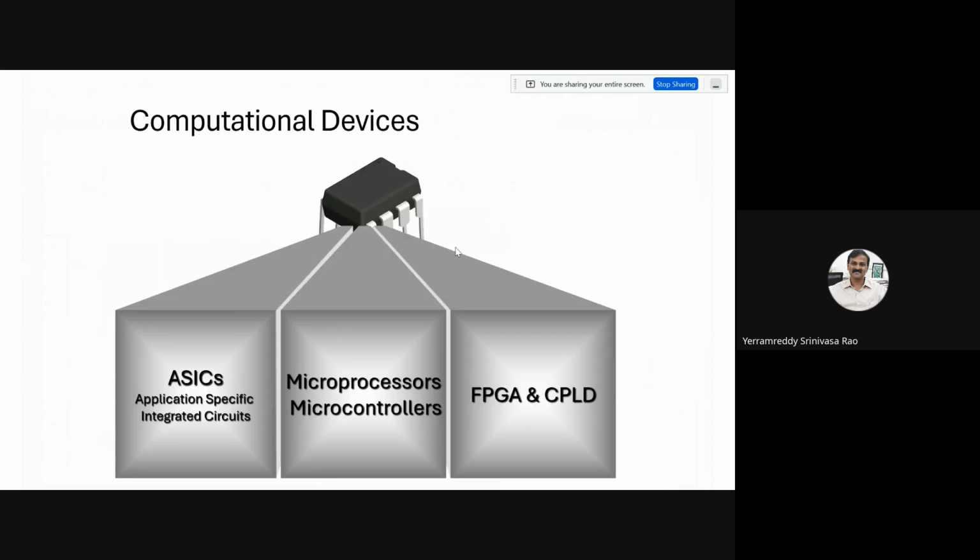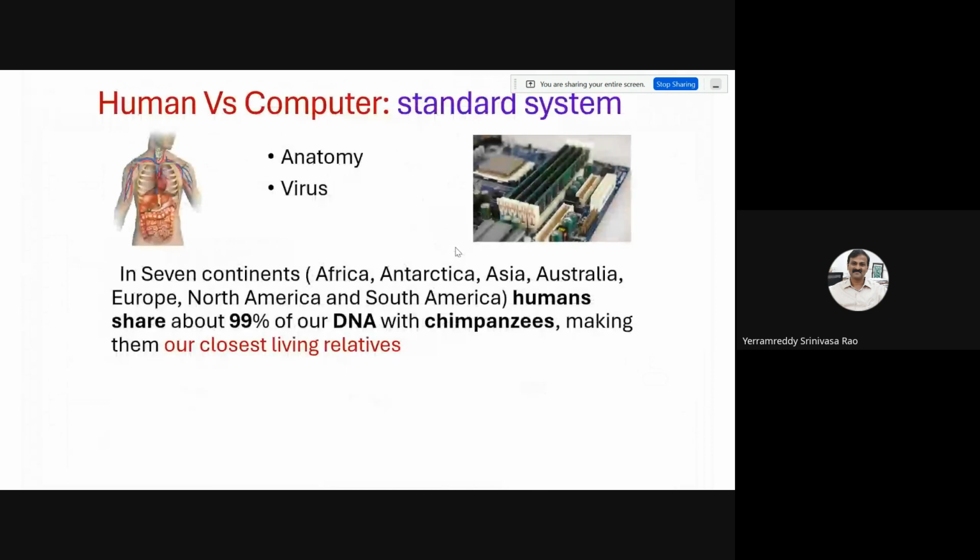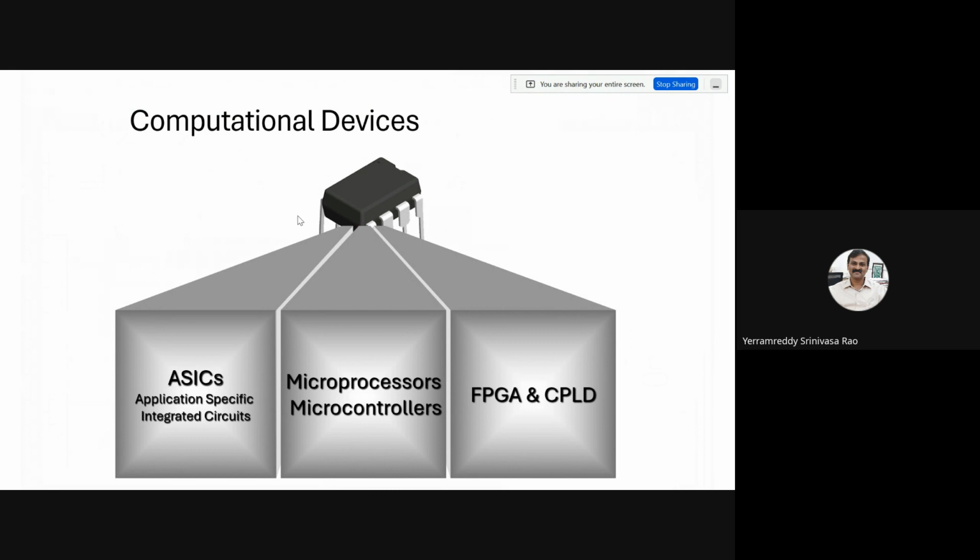Okay. So we already discussed about the computational devices, an IC, integrated circuit, which is made up of semiconductor materials. But there also they have classified into three categories called FPGA and CPLDs, microprocessors and microcontrollers, and ASICs. Where do you see these CPUs, computational devices? Microprocessor you always see in computer. So the brain inside the computer, CPU, is always called microprocessor.